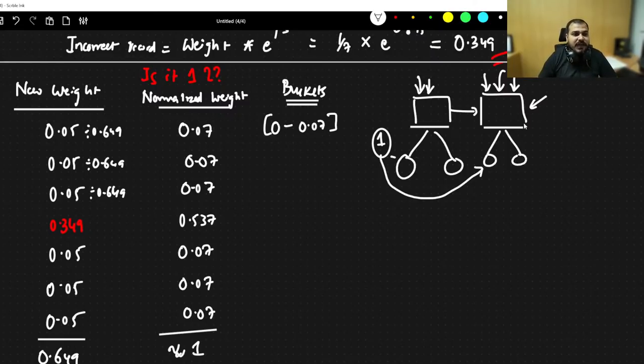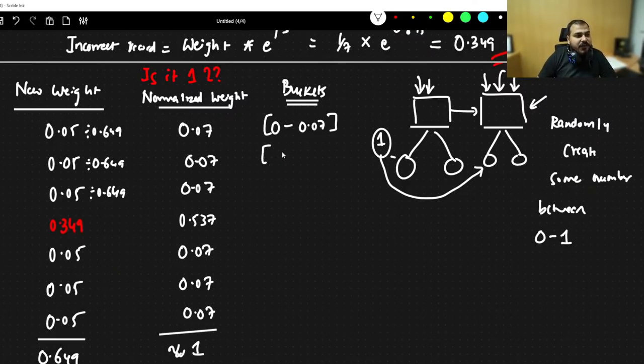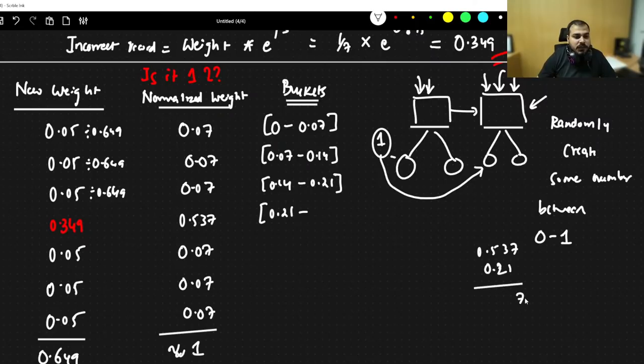For that purpose, this decision tree will randomly create some numbers between 0 and 1. Whichever bucket the number falls in, that record gets selected. See how the bucket is getting created: this value is getting added to the previous one, so that becomes the next bucket. 0.07 plus 0.537 is about 0.747, then 0.747 to 0.751. Like this, you create all the buckets.